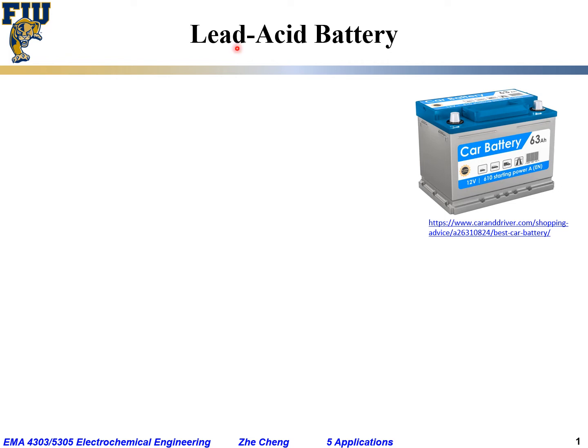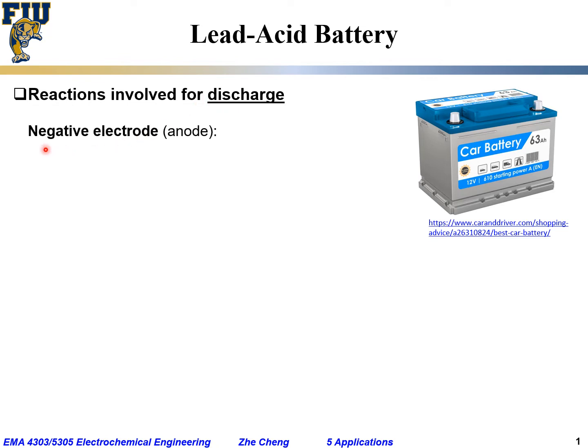Let's first take a quick look at lead acid battery used for automobile. The electrode reaction involved for discharge. Remember, discharge is going from chemical energy to electricity when you use the battery. For the negative electrode, where the electron is coming out, of course, that's where the anodic reaction is happening. The oxidation half cell reaction is happening because we are discharging. The electron is coming out from negative electrode.